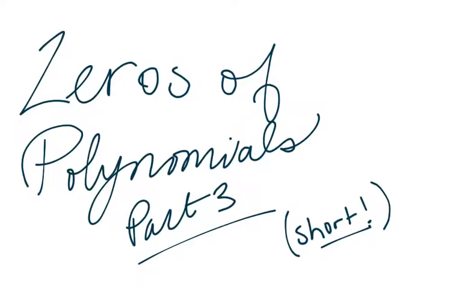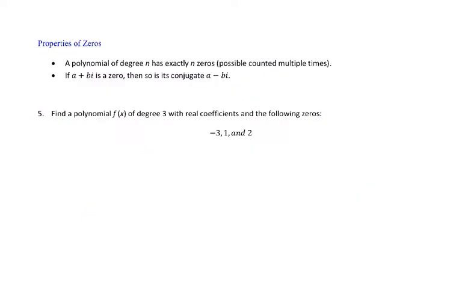In this video, this is the third part of our lesson on zeros of polynomials. And I promise this one's going to be a lot shorter. I know that the first two got kind of long. And so the last part of this is just understanding how many zeros a polynomial will have and the behavior of imaginary zeros. So this is exactly where we left off from part two, looking at the properties of zeros.